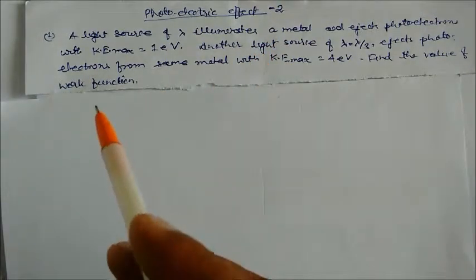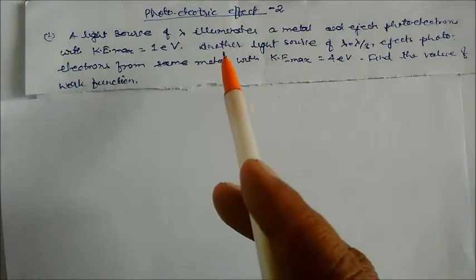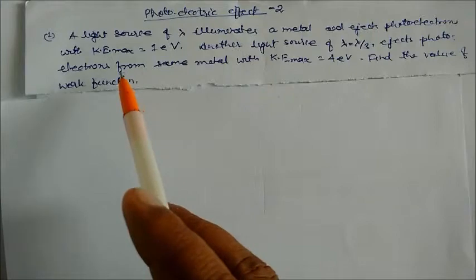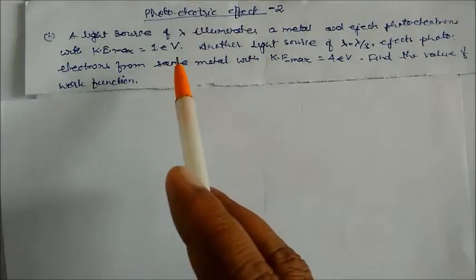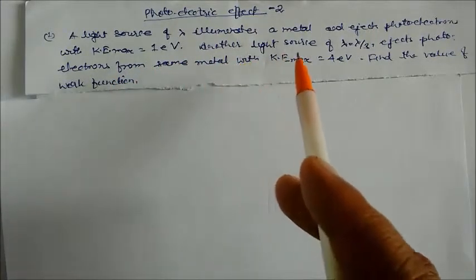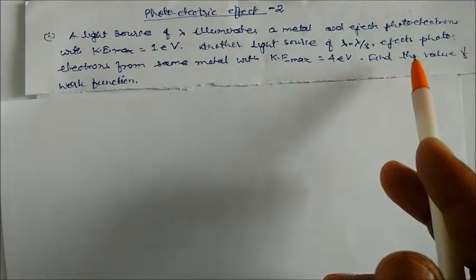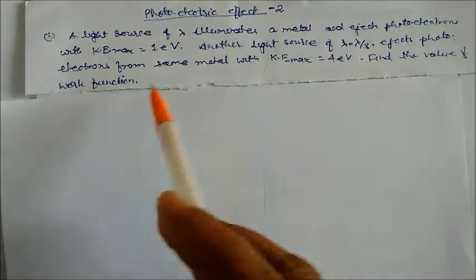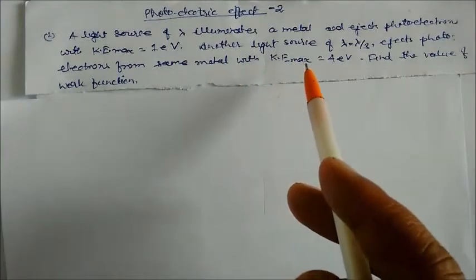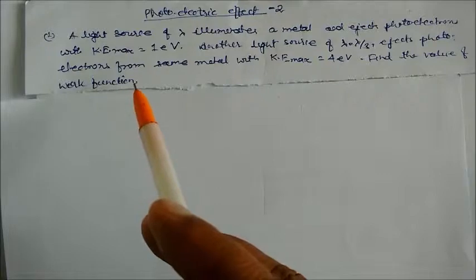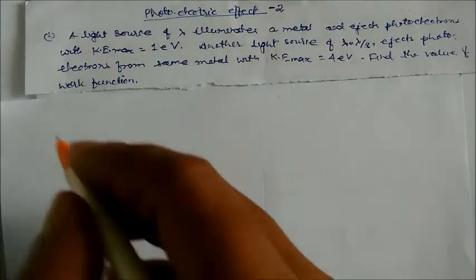Second part: a light source of wavelength lambda illuminates a metal and ejects photoelectrons with maximum kinetic energy equal to 1 electron volt. And another light source of wavelength lambda by 3 ejects photoelectrons from the same metal with kinetic energy 4 electron volt. So find the value of the work function. So here we have to find the work function.